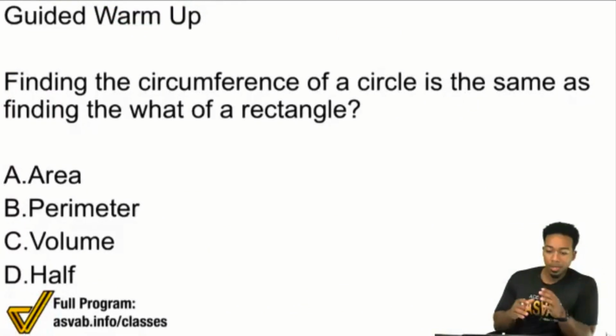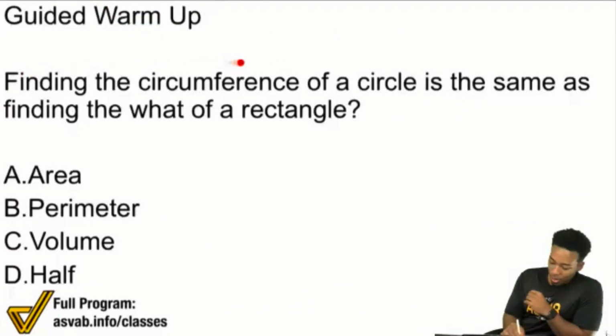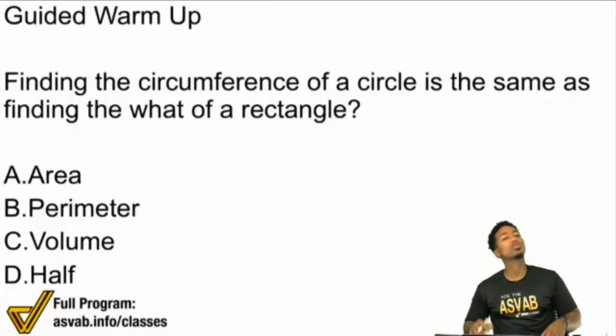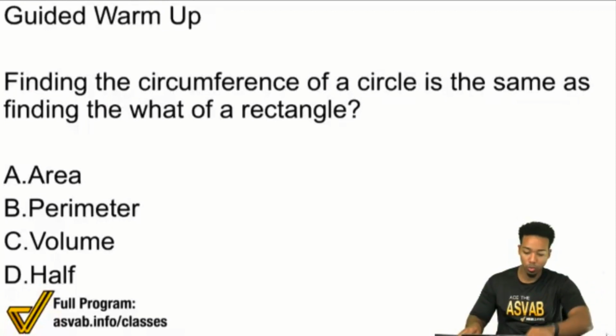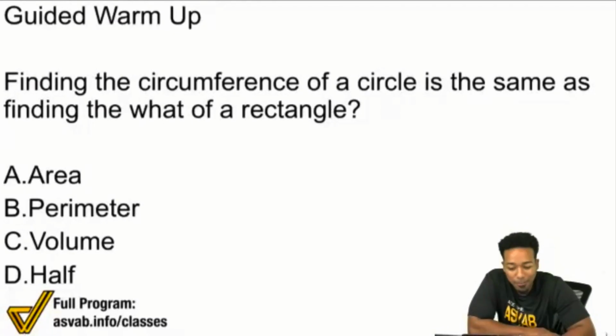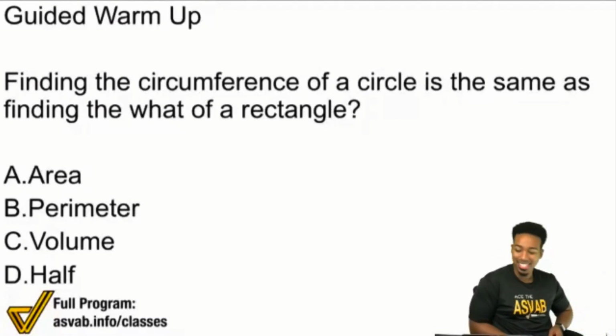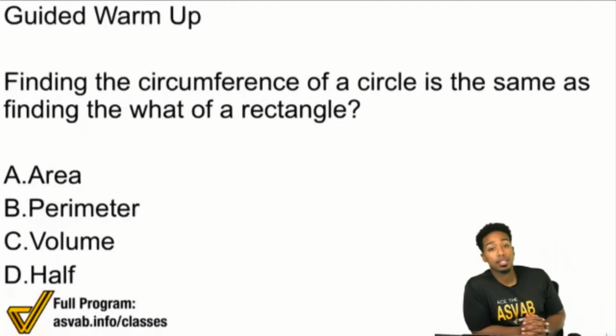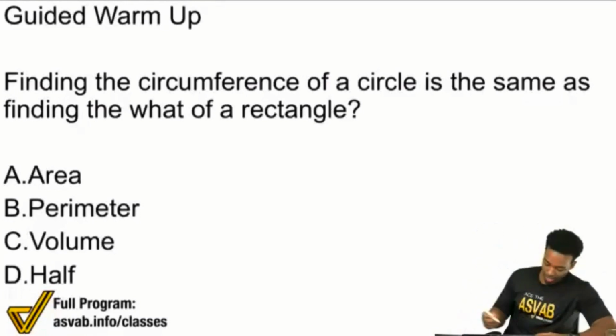Number 1. Finding the circumference of a circle is the same as finding the what of a rectangle? I'm going to give you all 20 seconds to answer this. Let me get my timer here. Okay, cool. Still got 10 seconds here. Go and lay your answers in there. Let's go. Finding the circumference of a circle is the same as finding the what of a rectangle, and that is time. Okay. The answer is, everybody, B, perimeter. It is perimeter.